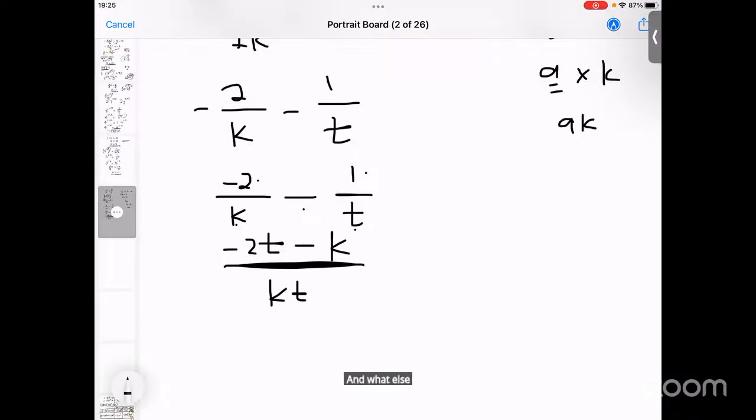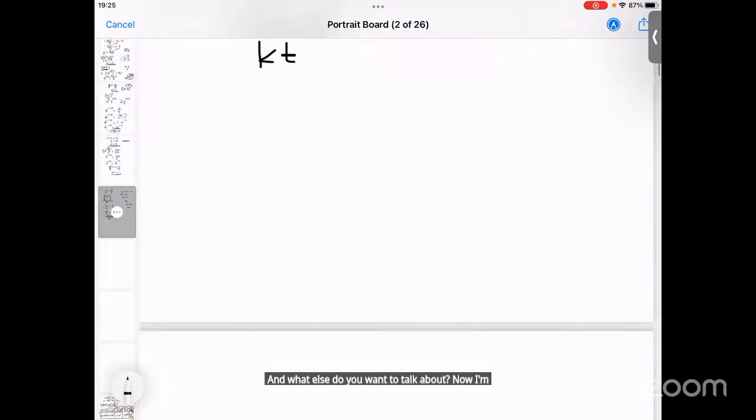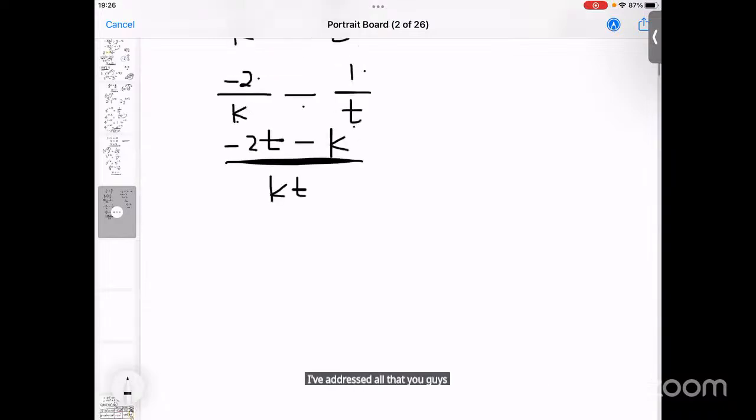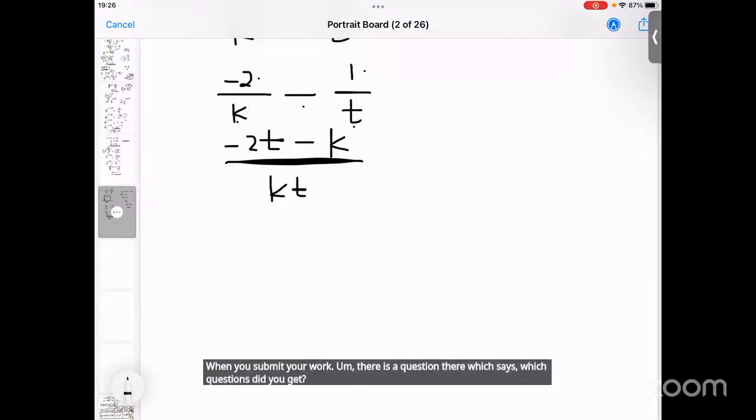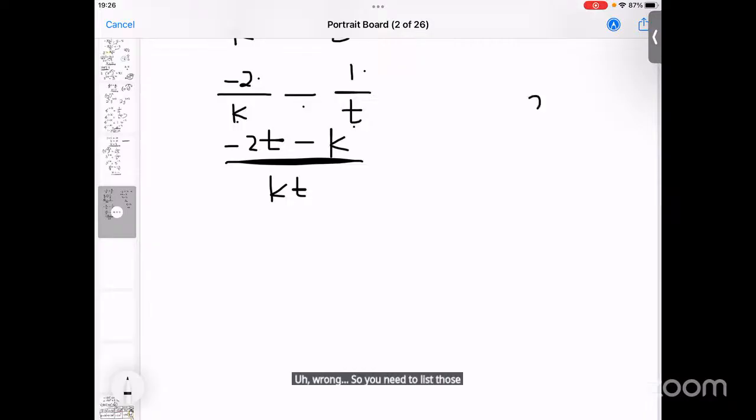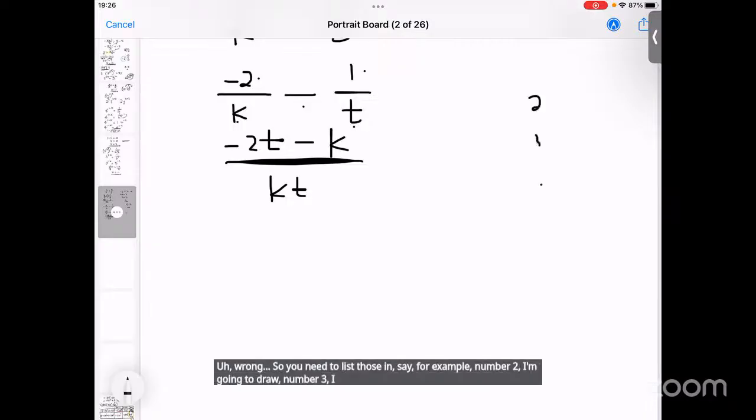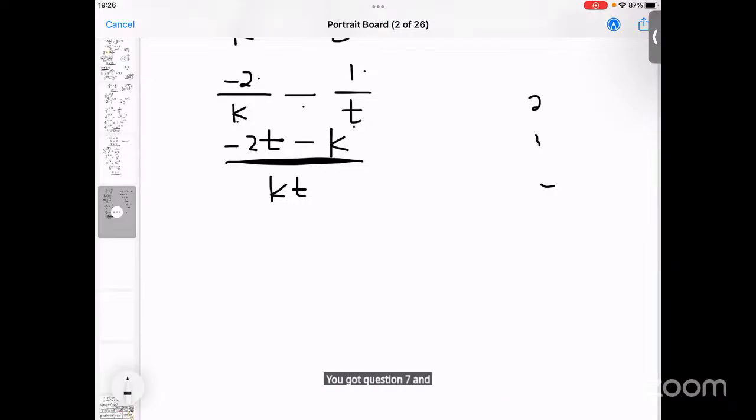What else do I want to talk about? Now I'm adding my own, because I've addressed all that you guys indicated. Remember, when you submit your work, there is a question which says, which questions did you get wrong? You need to list those and say, for example, number 2, I got it wrong, number 3, I got it wrong, 7, I got it wrong. That is the information that I use to know that you did lesson 3, which is about these topics, and you got questions 7 and 8 wrong. Then those will be covered.